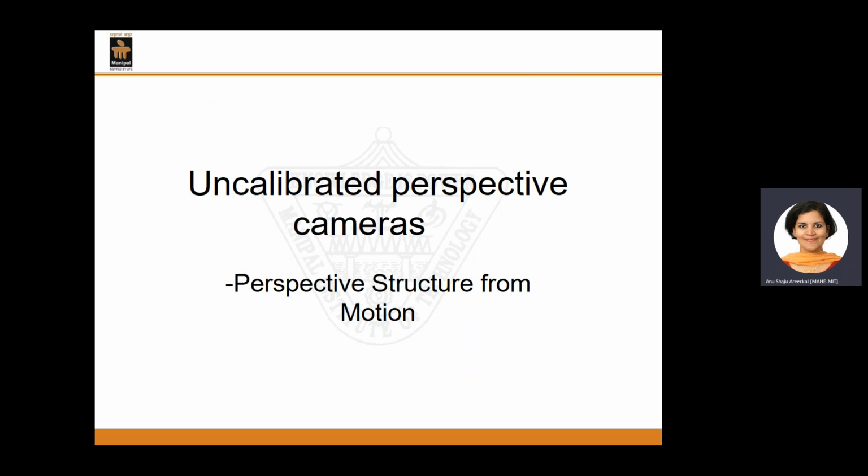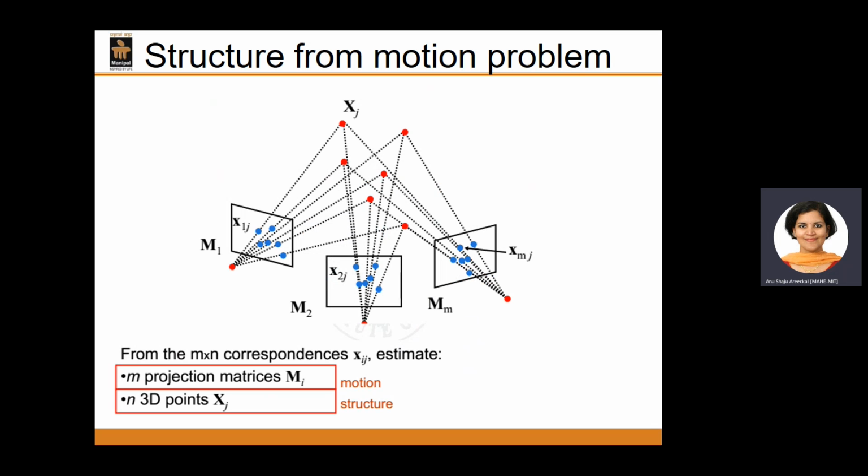Now let us come to the third case, where you are dealing with uncalibrated perspective cameras. In the case of uncalibrated perspective cameras, the type of reconstruction we get would be a perspective structure from motion model, right? The concept is the same over here. The only thing is that since you're working with the uncalibrated projective camera, that is, in the projective space, these camera matrices M would be different. But the basic underlying approach towards solving this would be the same, where you assume that there are M cameras and N 3D points which need to be reconstructed.